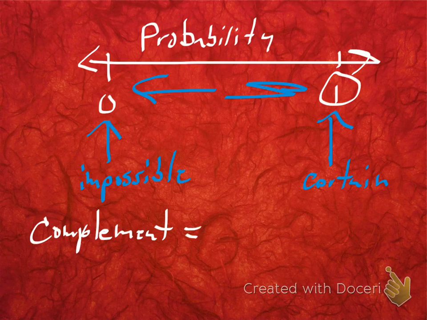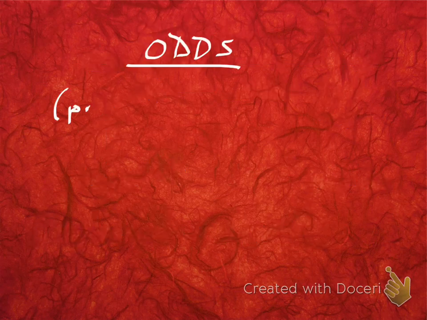Okay, so the complement is, if the probability is the chance that something happens, the complement is the opposite. The chance that it doesn't happen or the chance that the other thing happens. All right, now we have one more big thing that we need to talk about, and that's odds.